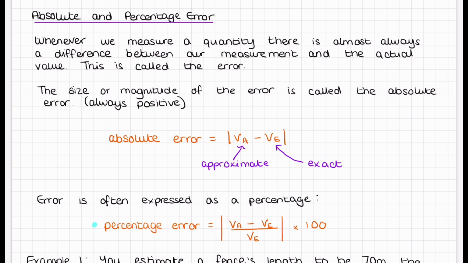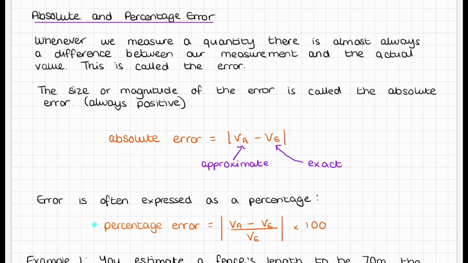So absolute error equals the approximate minus the exact. And you see those two straight lines here? That means the absolute value, which means the answer is always positive, whether we do get a positive or a negative value. Error is often expressed as a percentage, and our percentage error equation is the approximate minus the exact, all divided by the exact.